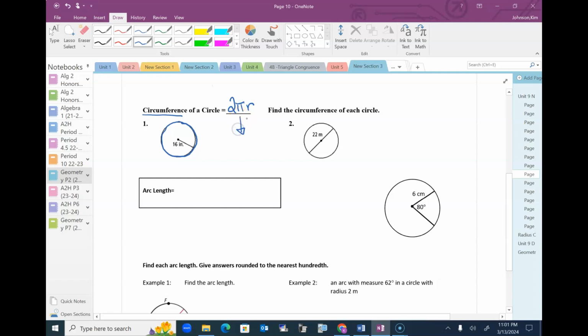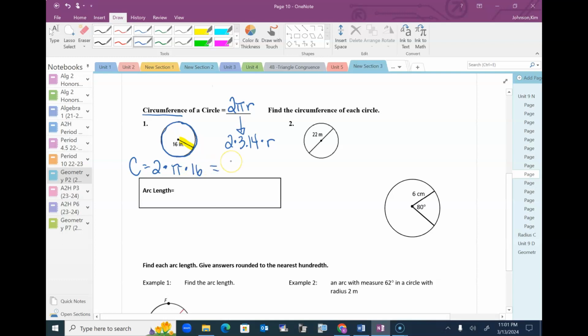Today is actually pi day. So pi is just the number 3.14. So this is like saying 2 times 3.14 times the radius r. In this example, to find the circumference, we would do 2 times pi times our radius, which is 16.